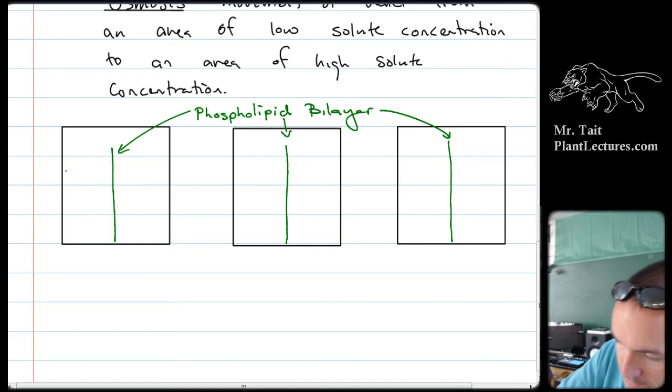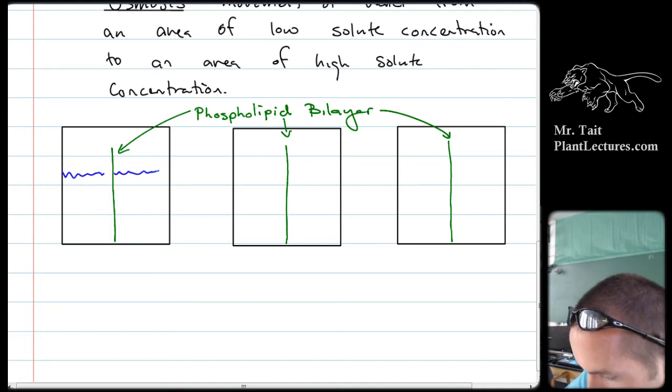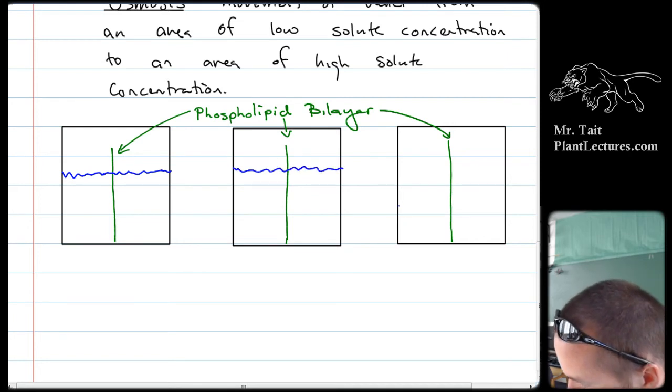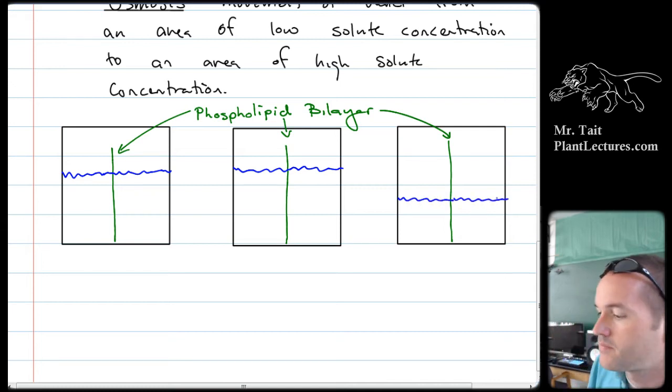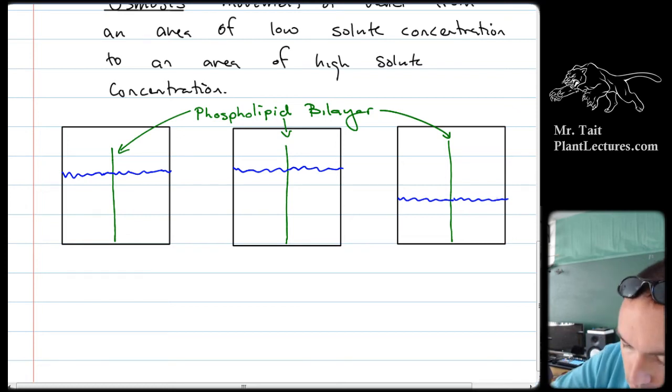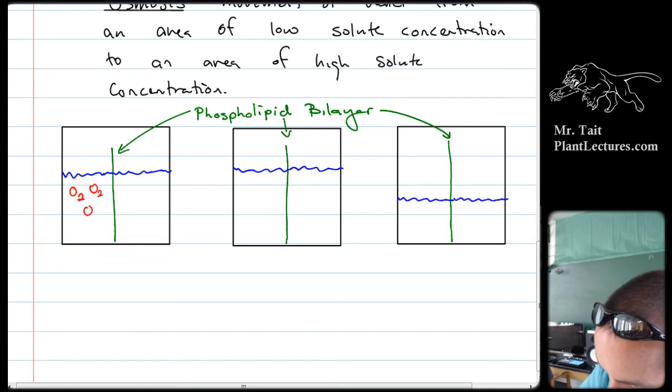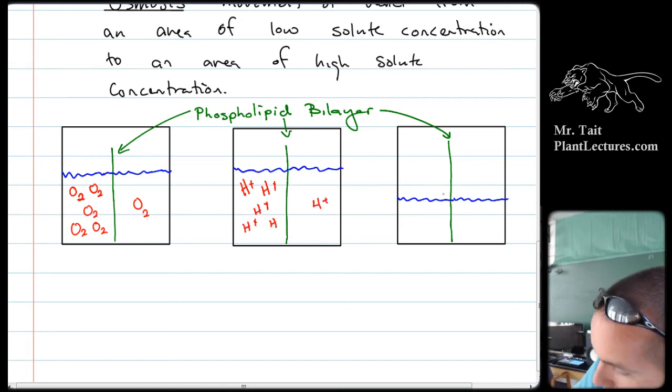I'm going to put some water in. Over here, I'm going to put less water in. I'm going to put some different things in here. I'm going to put O2 in this one, O2 over here. I'm going to put H plus ions in here, and over here I'm going to put Na plus ions.